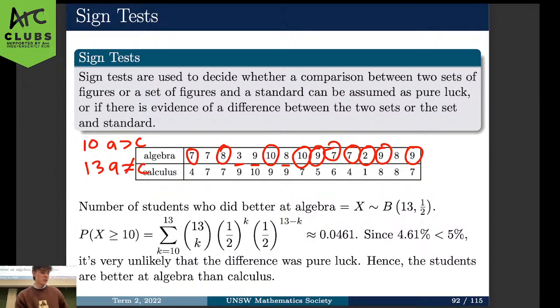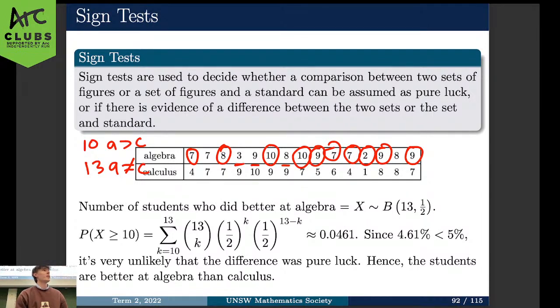So now what we do is we assume that this was due to pure luck, and we find the probability. If it was due to pure luck, the probability of algebra being greater than calculus should be equal to a half. And so this becomes a binomial distribution with n equals 13, because there are 13 times where they are strictly different, and a probability of a half.